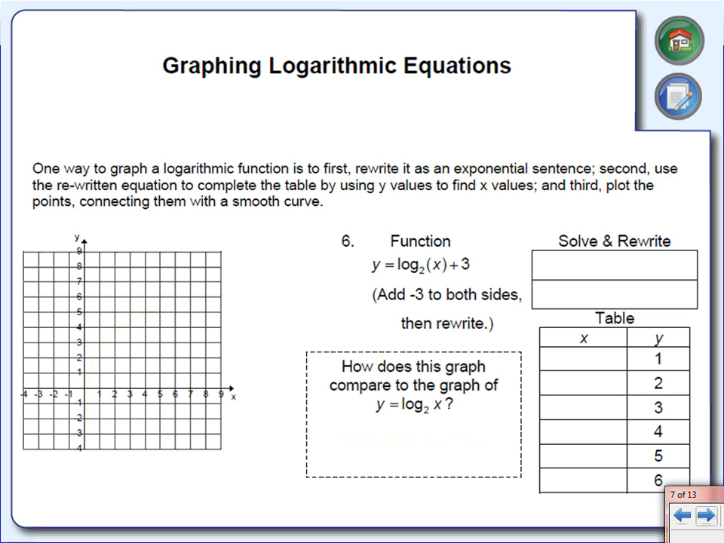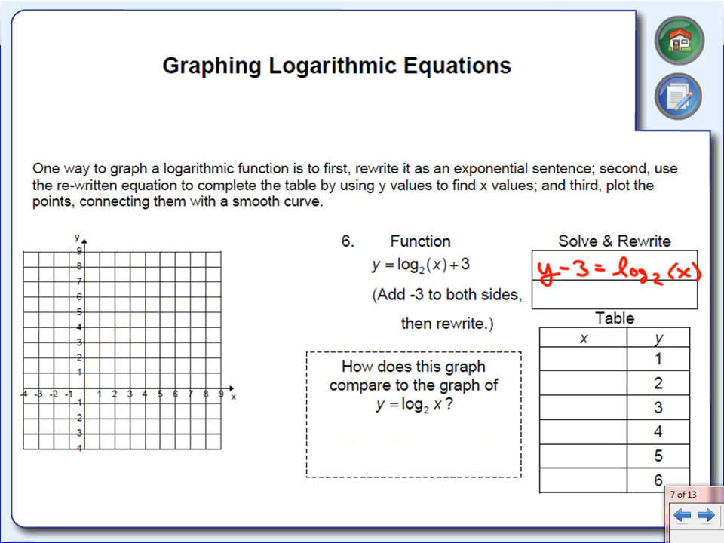So before we write it as an exponential, I want to move that 3 over to the left-hand side. So what I want to do is subtract. So I got y minus 3 equals log base 2 of x. So the first thing I had to do is move the 3 over. I'm doing this before I rewrite it as an exponential. All right, so now that I fixed that problem, let's go ahead and write it as an exponential.